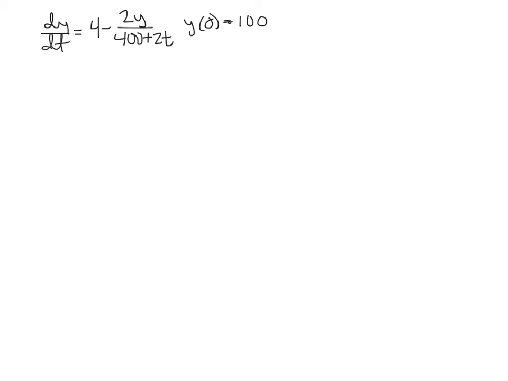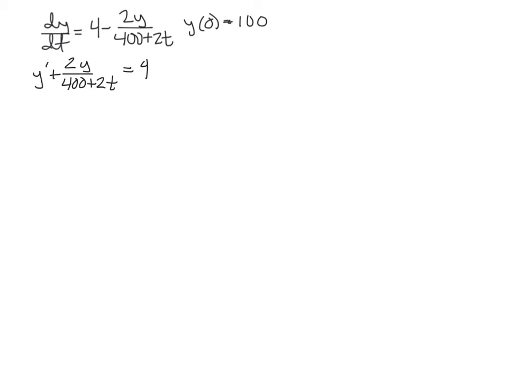Okay, so now to solve this and use the integrating factor, remember that the first step is to take that function with y, so this function, over to the left-hand side. So that would give us y prime plus 2y all over (400 plus 2t) equals 4.